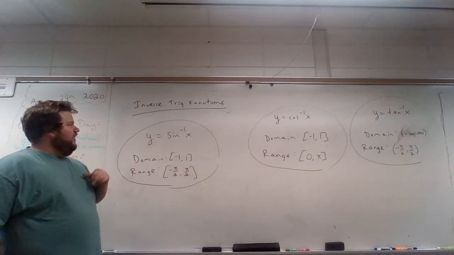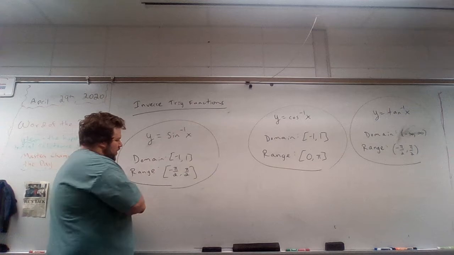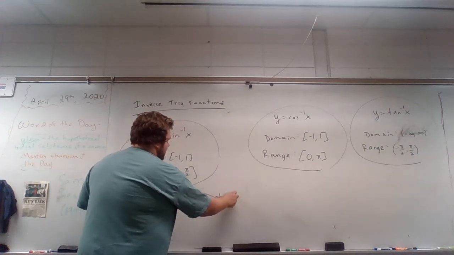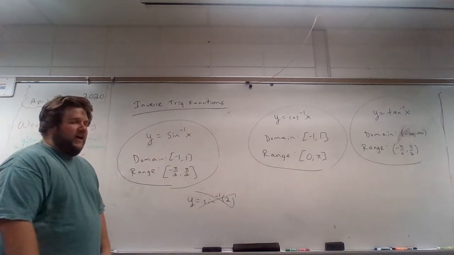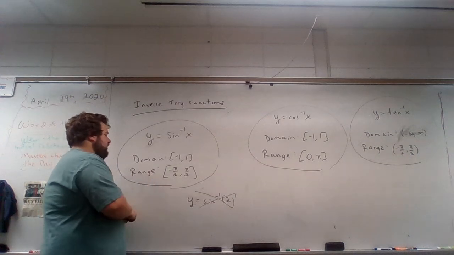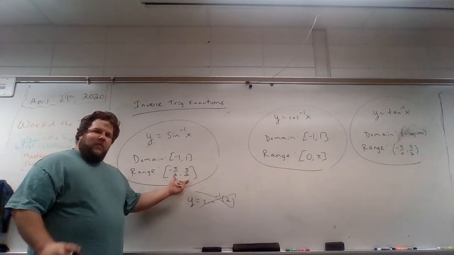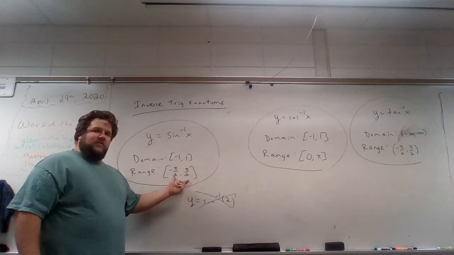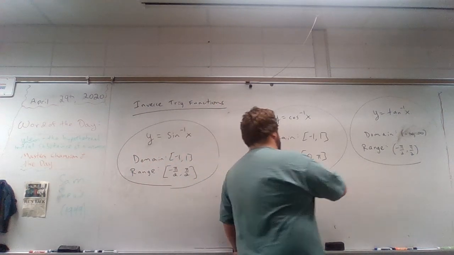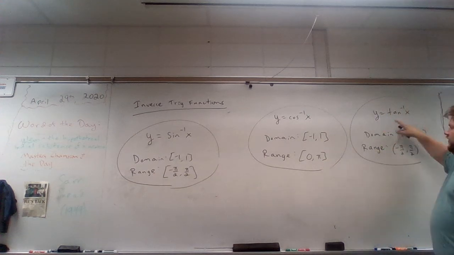So for y equals sine inverse of x, your domain is negative 1 to 1. So right there, that means that if I'm doing something like sine inverse of 2, I'm going to get an error because 2 is not in the domain of sine inverse. Okay? For the range, I'll talk more about what this means, but the output, the y value, has to be between negative pi over 2 and pi over 2. Cosine inverse, domain is between negative 1 and 1, range is between 0 and pi, inclusive.